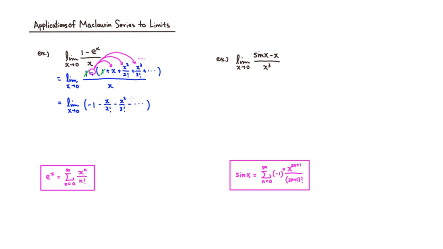But x is approaching 0. So starting from the second term, this one approaches 0, the third term approaches 0, and as you can see, all the rest of the terms are going to go to 0. So what's left is just the first term, negative 1. That is the limit of the first example.